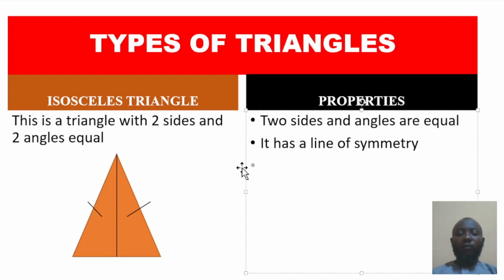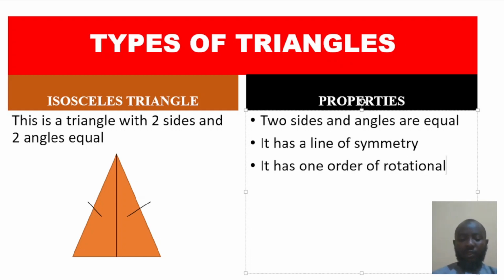Then what about the order of rotational symmetry? This one too, we can only rotate it once and it comes back to its original position. So it has one order of what? Rotational symmetry. I hope I'm making sense. Please, you need to take note of all this. Very, very important. So you can only have it once. If I divide it this way, it will not work. All right, so that is that on the isosceles triangle. Let's move to the next one.